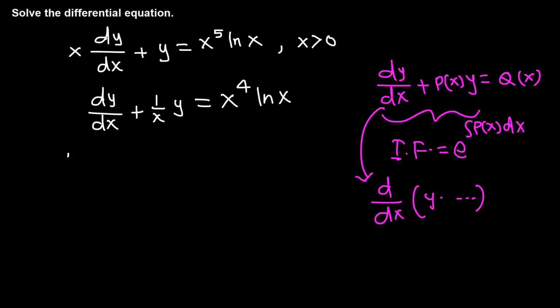So here the integrating factor is e raised to the integral of 1 over x dx. The antiderivative of 1 over x is just natural log of x, and we don't need absolute value because x is positive. Now e and natural log, their actions cancel, just x. Multiply this ODE by x.